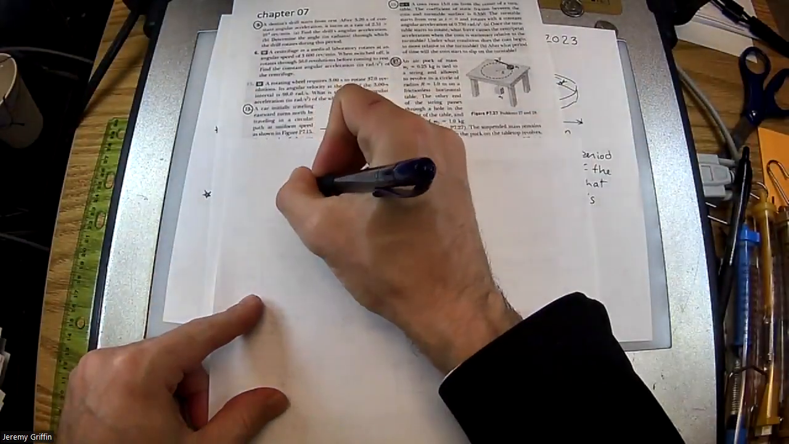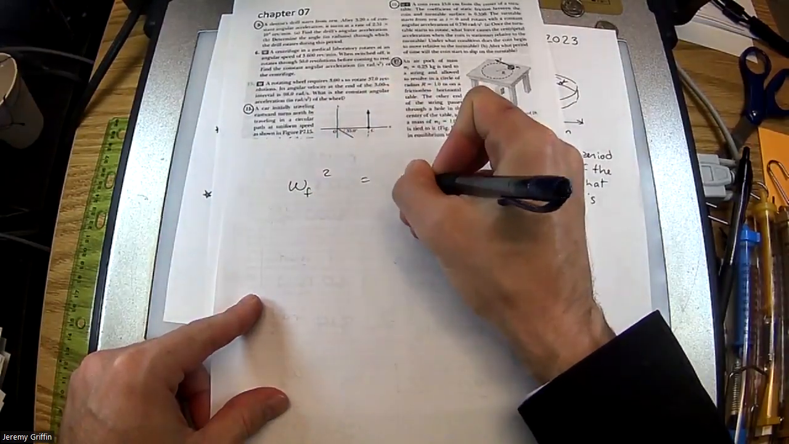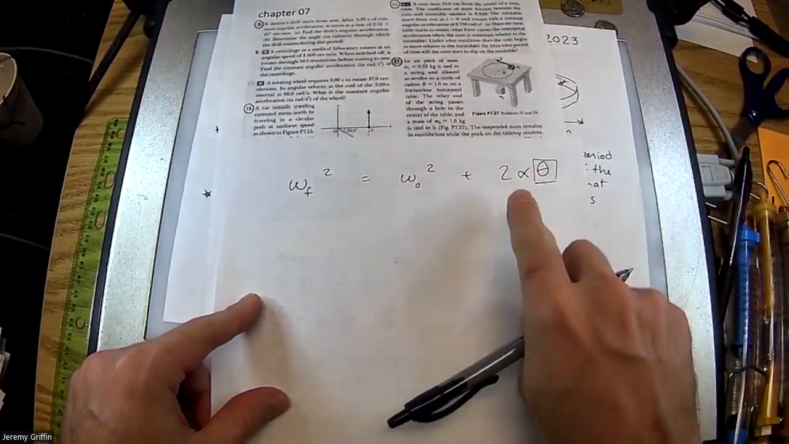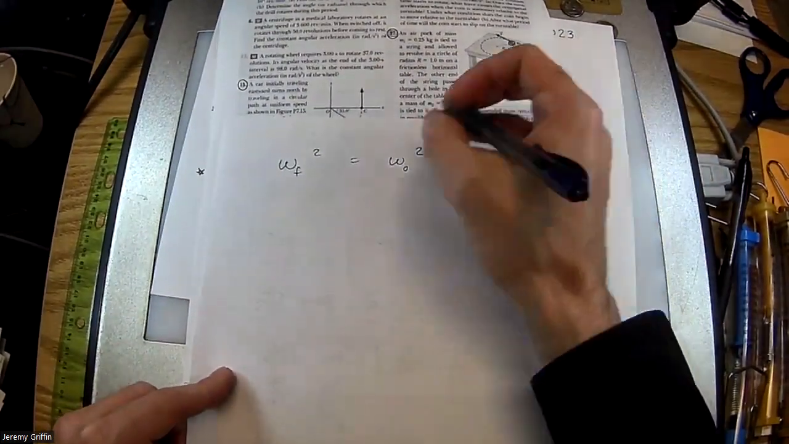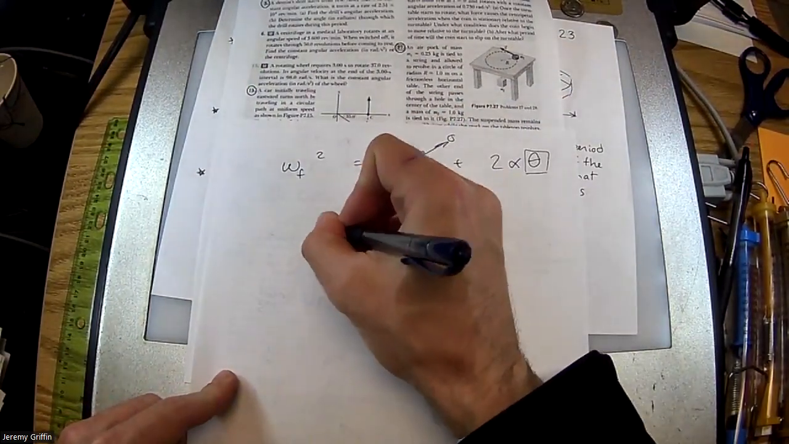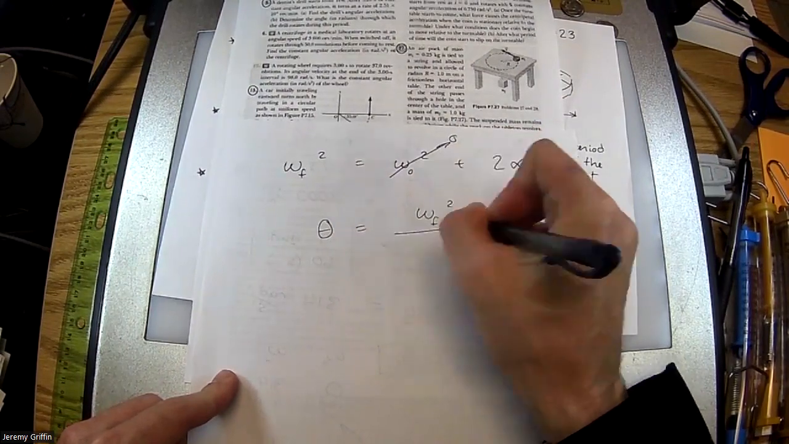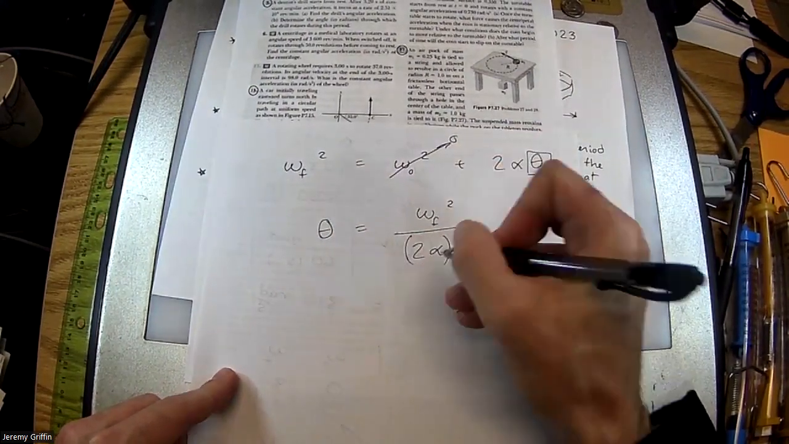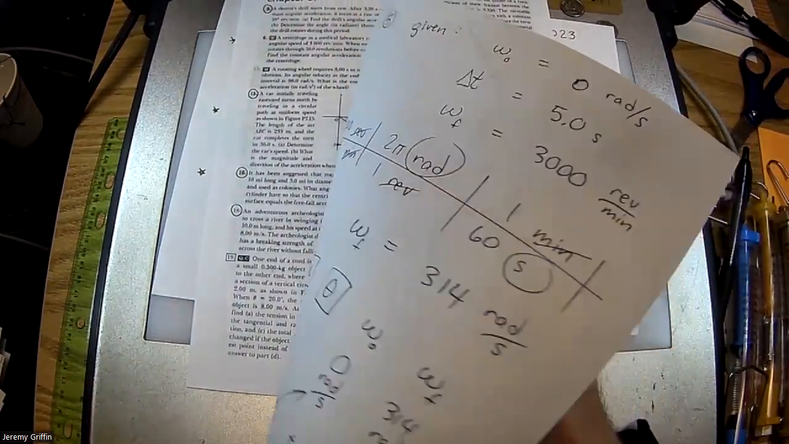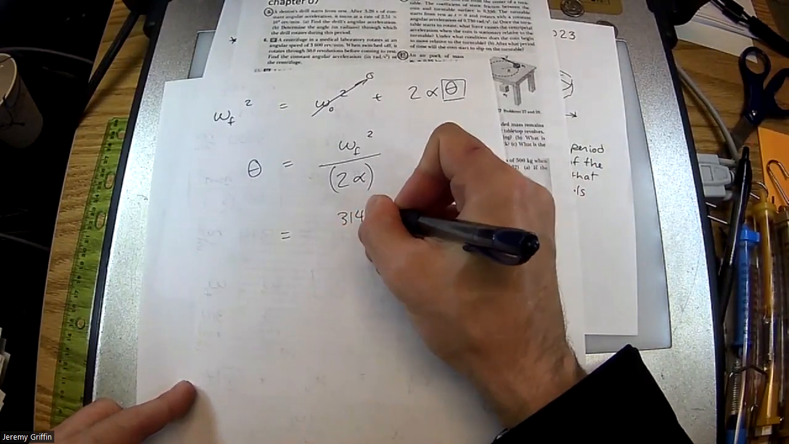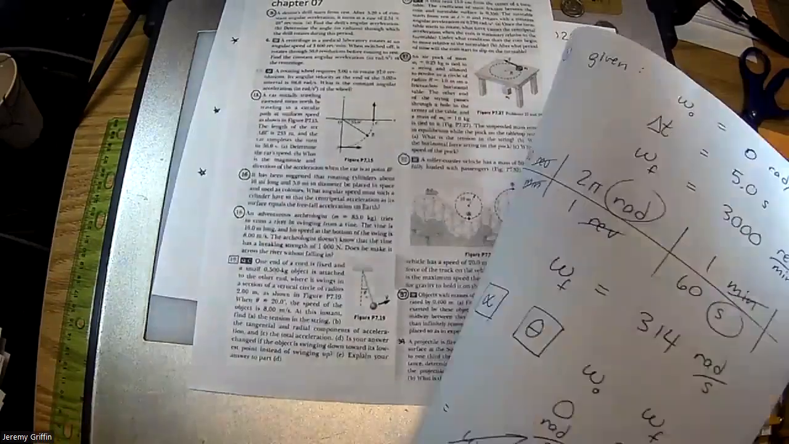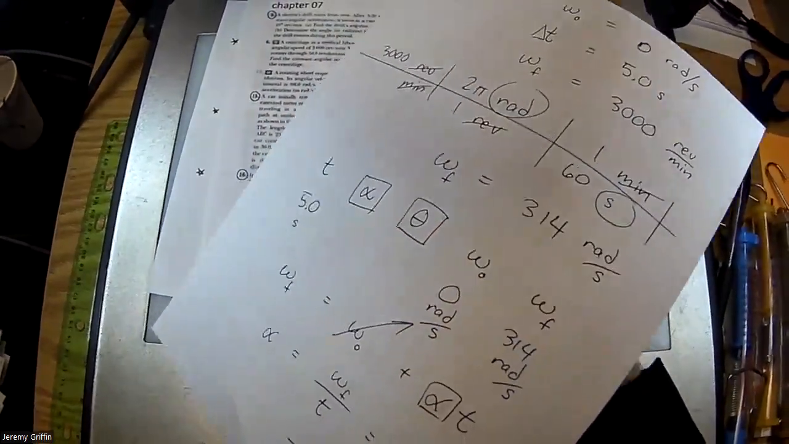So let's go omega final squared equals omega initial squared plus 2 alpha theta. We should know all of these except for theta now. This number's still 0, so whatever. Just divide by 2 alpha. Theta is omega squared over 2 alpha. So I go up to 314 radians per second. Square that, divided by 2 times 62.8.